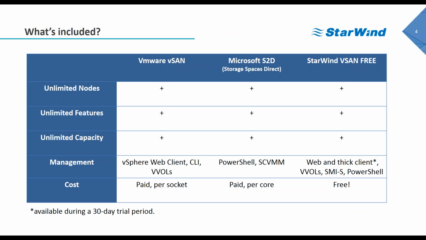As for management, VMware vSAN, Microsoft Storage Spaces Direct, and StarWind Virtual SAN Free have different technologies and instruments to manage themselves. StarWind supports, as you can see, a web and thick client, which is available during a 30-day trial period. During this period, you can test everything you need, configure everything according to your current environment, test performance, etc. Of course, we support the SMI-S agent, so you can work with StarWind through SCVMM, and of course PowerShell. Another great thing is that StarWind Virtual SAN comes absolutely for free. Basically, you just install it on your hosts and get started working with it.